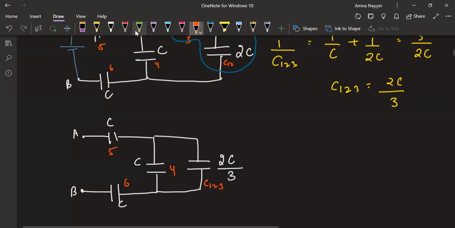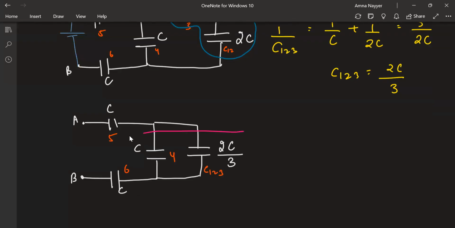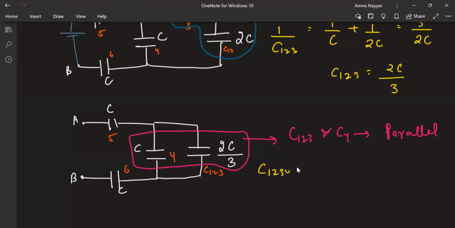Reducing it even further. Yes, Basmi, tell me, how are these two connected? Parallel. They are connected in parallel, correct. So we can say C123 and C4 are connected in parallel. Parallel additions are the best here. You can simply add them. So C1234 will be C plus 2C by 3, which becomes 5C by 3.